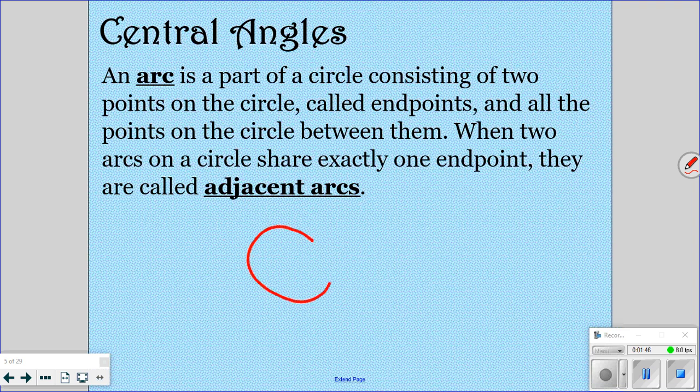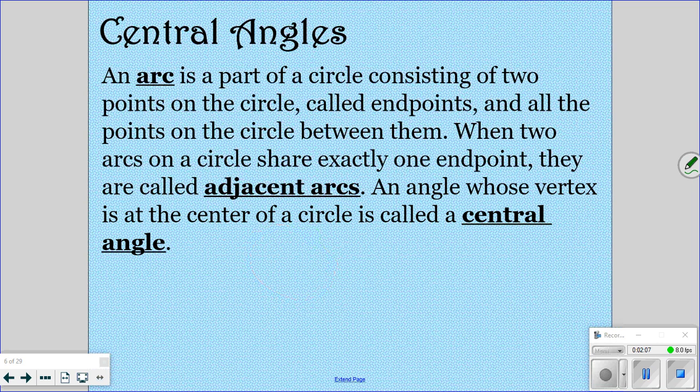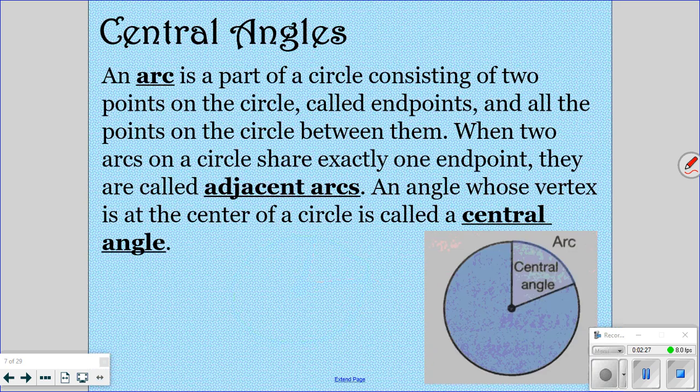So if we have a circle, this is what an arc would look like. This part here. And then if we have another arc here that shares the same endpoint right here, these two arcs are adjacent because they're right next to each other. For central angles, if you have a vertex at the center of a circle, this angle that I just drew is called a central angle because the vertex is at the center of the circle. So there's a better picture of a central angle.